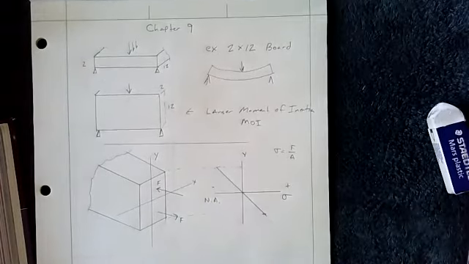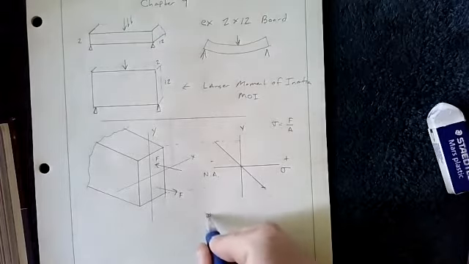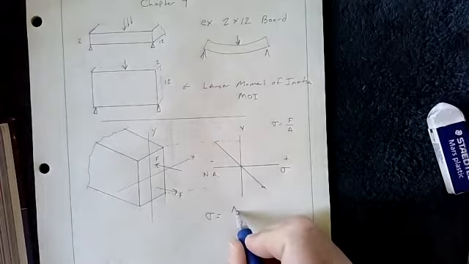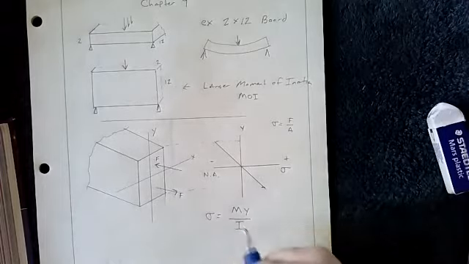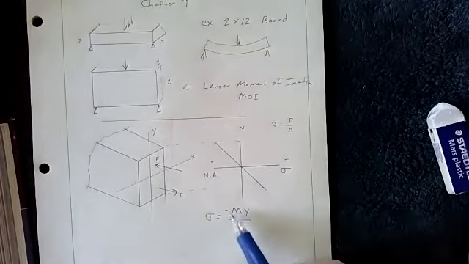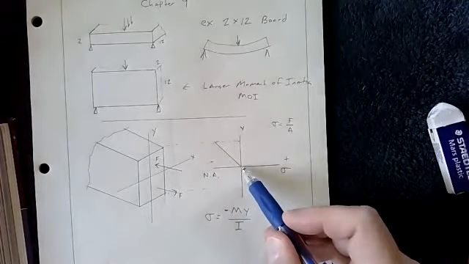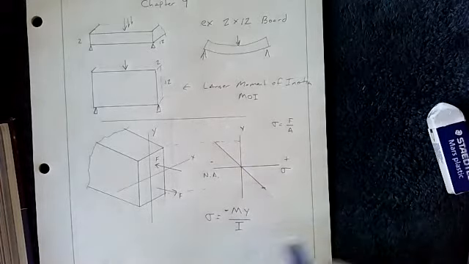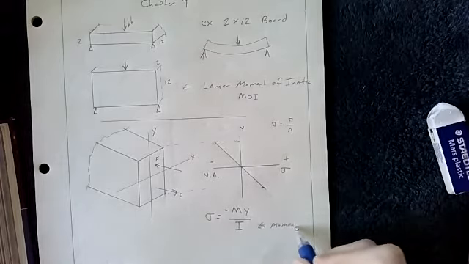So why do we care? How does this relate? Well, we have this equation where we can say stress is equal to, if we want to calculate it, m times y all over I. There's a negative sign there. And what that tells me is that m is the bending moment in foot-pounds, y is the location from here anywhere along this, and this number here is I, our calculated moment of inertia.